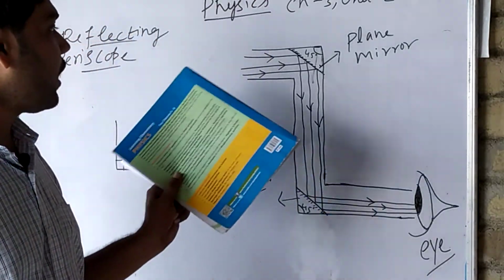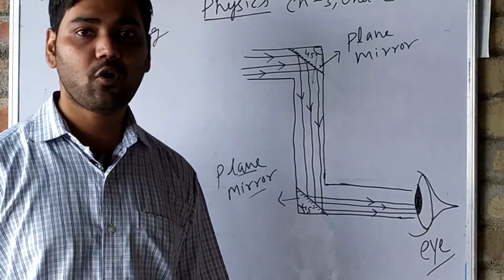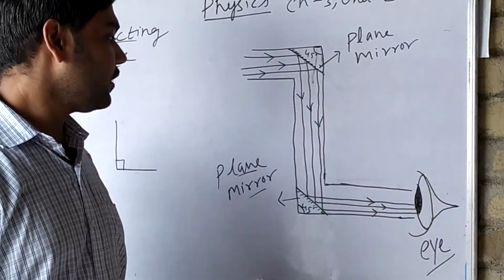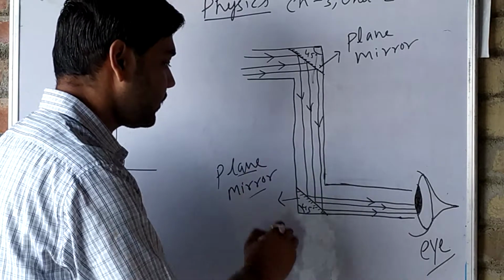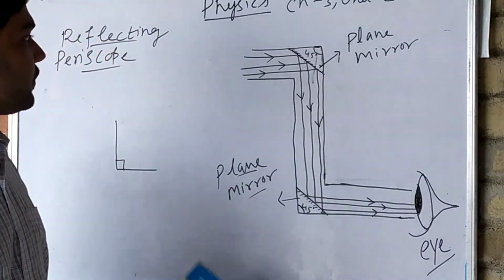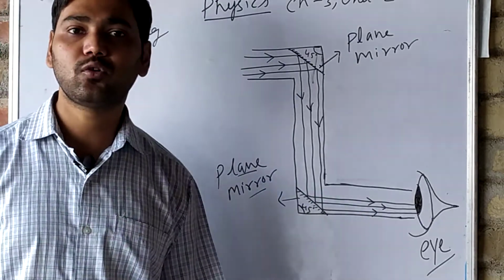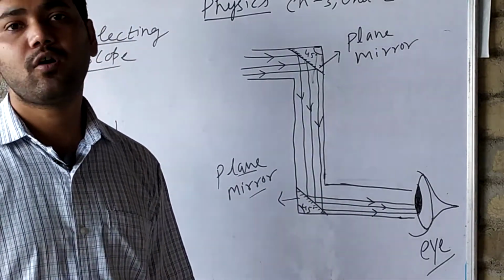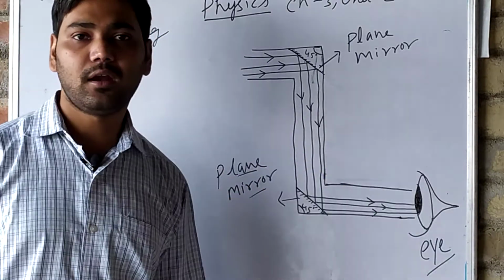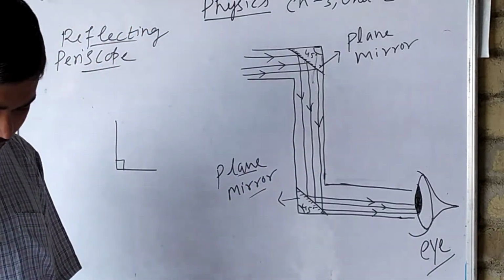That means a reflecting periscope is made up of a wooden cardboard tube which is bent twice at a right angle. First and second, we have two bendings of the right angle, and we place two mirrors at an angle of 45 degrees, and it has two open ends. So this is known as a reflecting periscope.